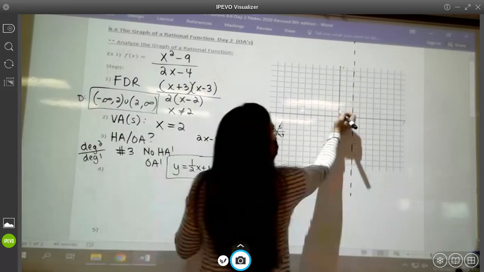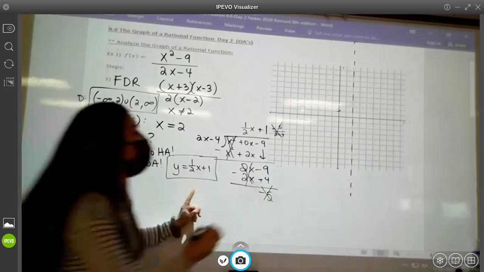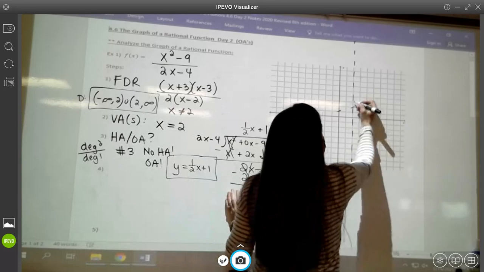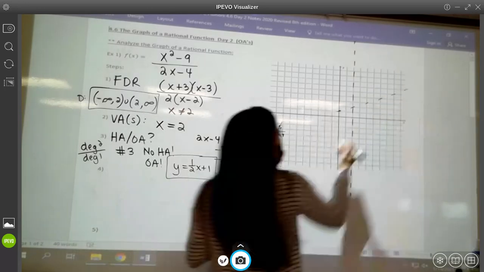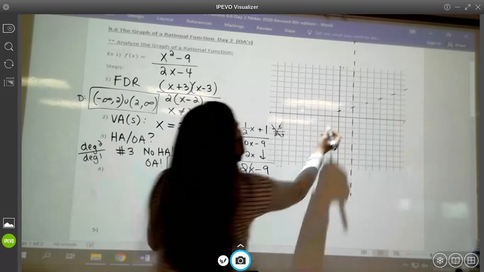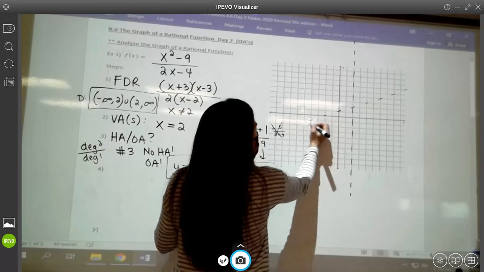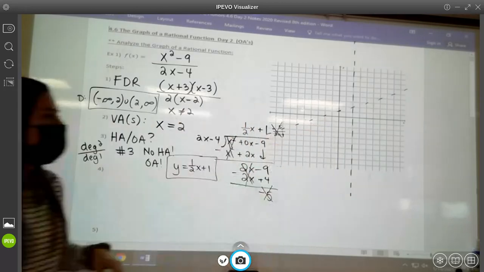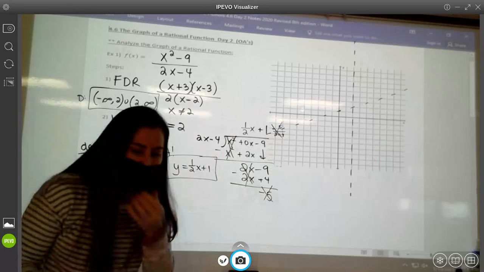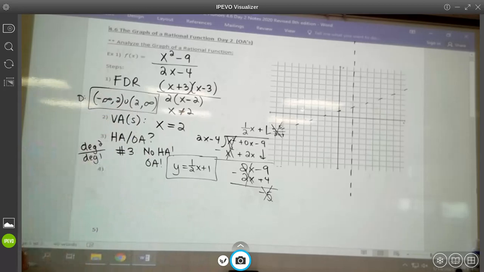So 1/2 x plus 1 has a y-intercept at 1 and a slope of 1 over 2. So up 1, right 2, up 1, right 2, up 1, right 2, and just keep creating that slanted asymptote. Down 1, left 2, down 1, left 2, and so on. So again, I don't want to make it dots because I don't want them to be mistaken as points that my curve is going to pass through. Just put them as little slash marks.